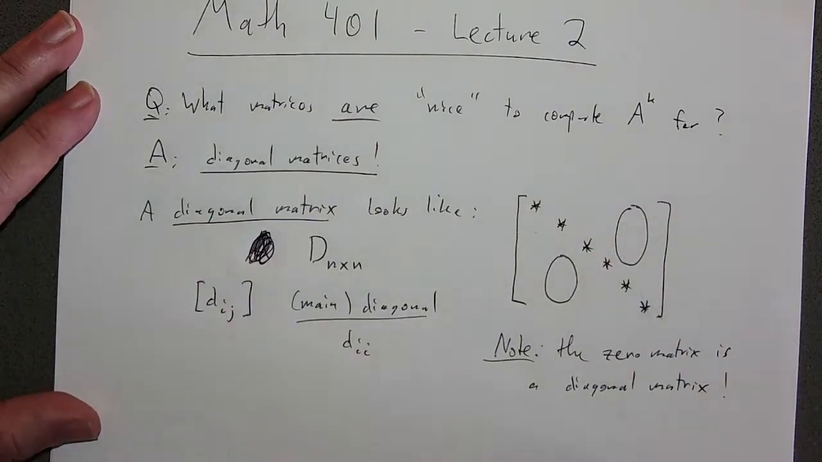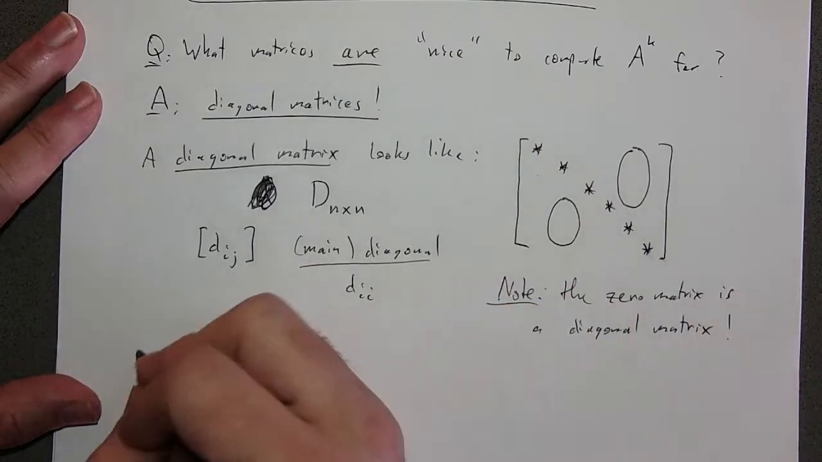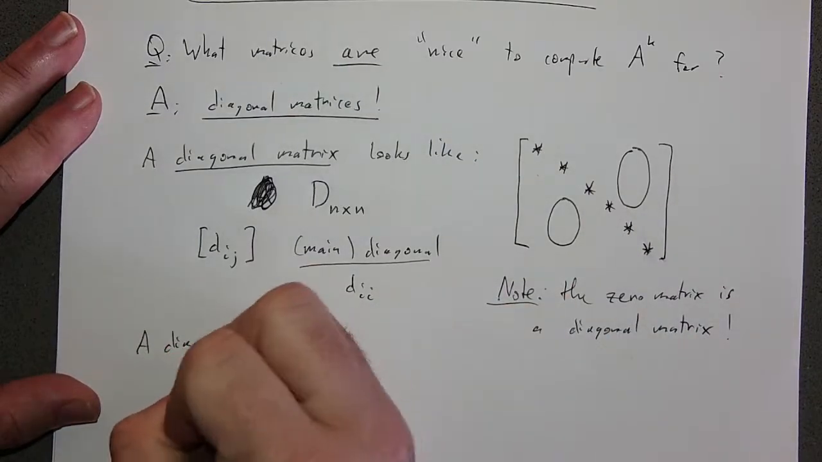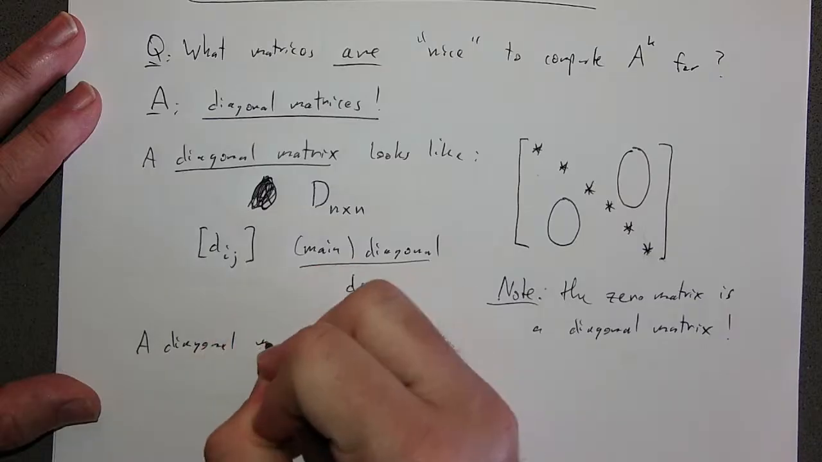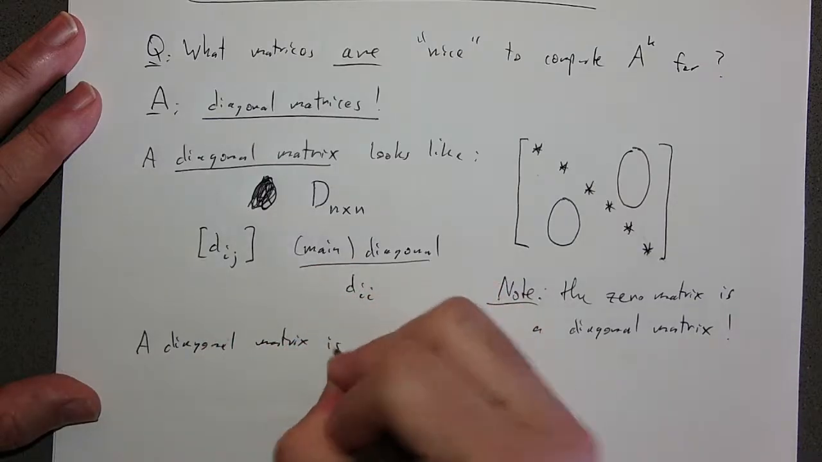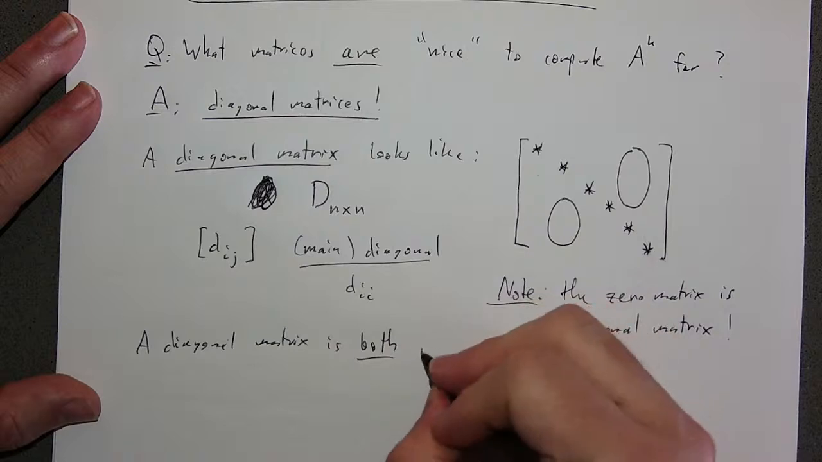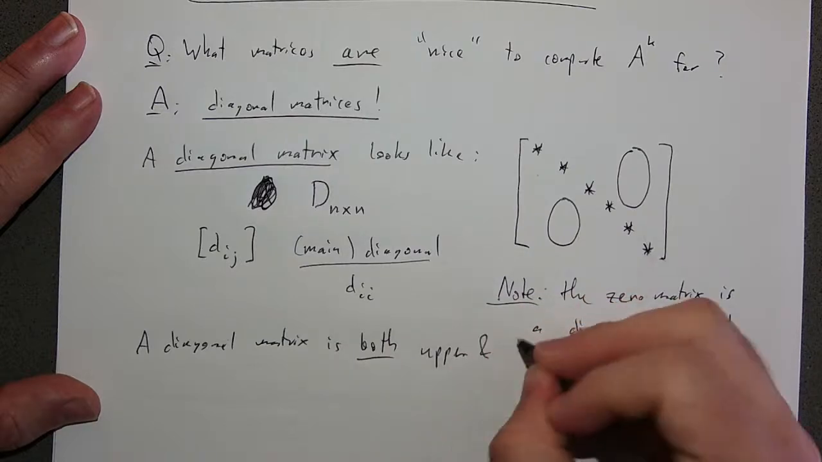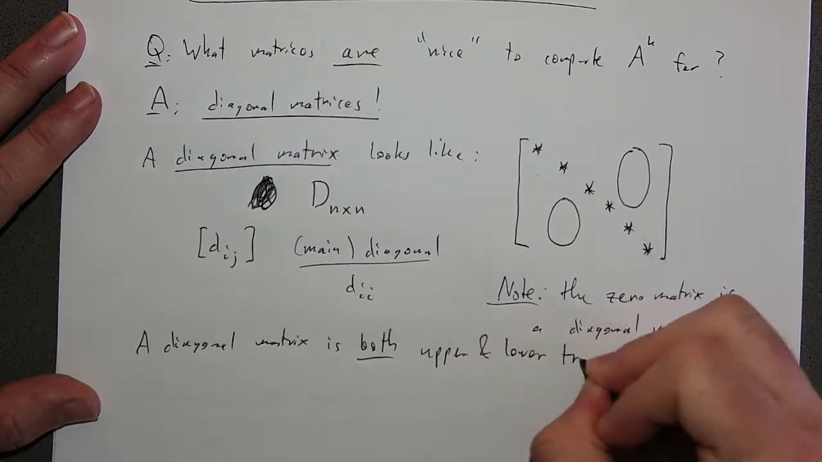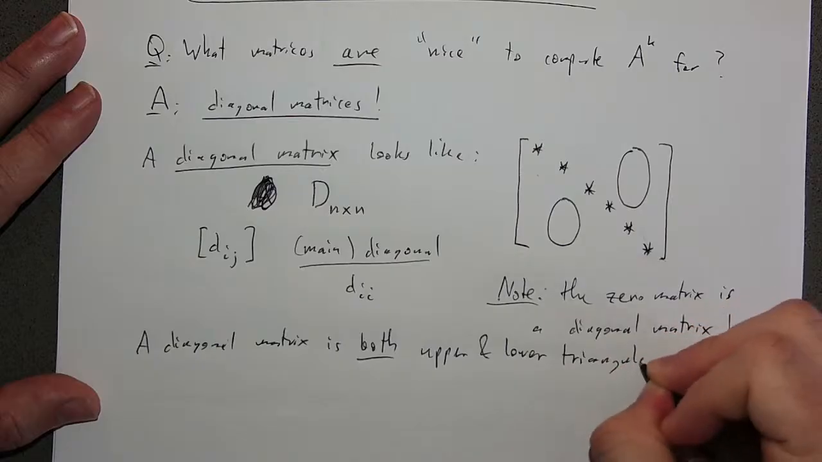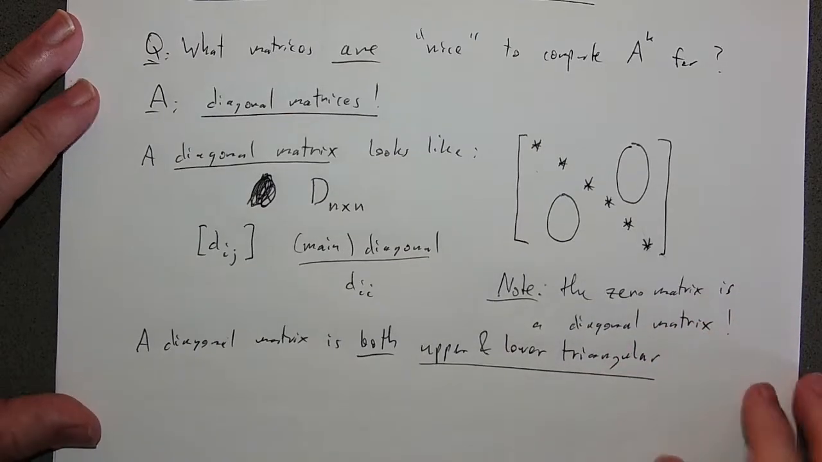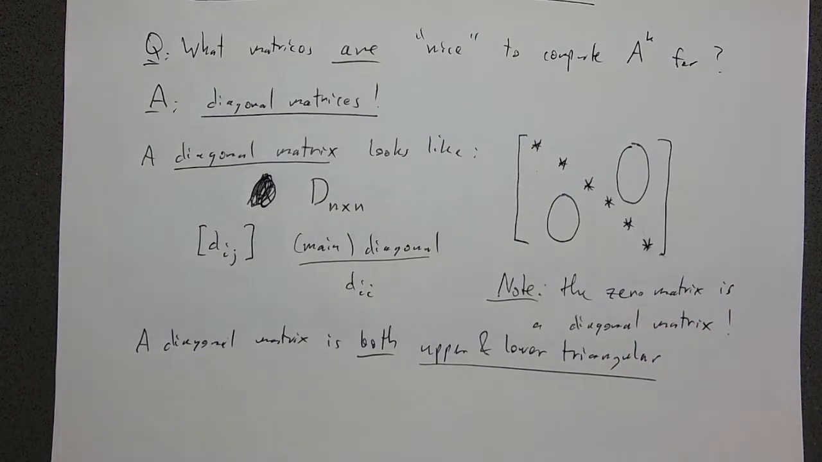So a diagonal matrix is both upper and lower triangular. The main reason you like triangular matrices in the main context in which they came up in linear algebra before is that it was very easy to compute the determinant of triangular matrices.